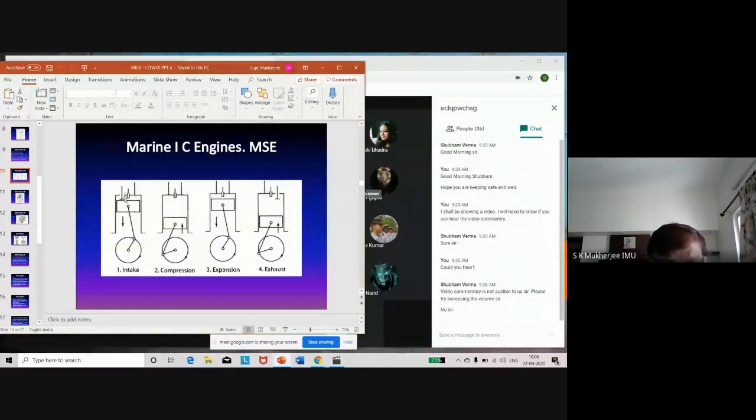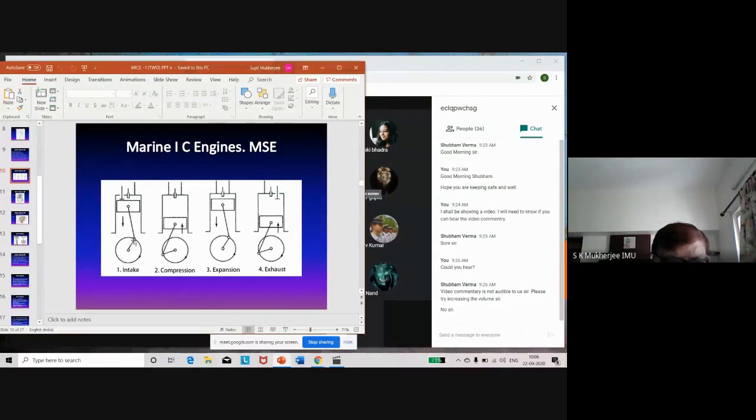The inlet valve is open in the first case and it is closed in all the remaining cases. The exhaust valve is open in the last case and closed in all the other cases. So it's quite simple to understand. The inlet valve is open only in the first case and the exhaust valve is open only in the last case. In all other cases it is closed.